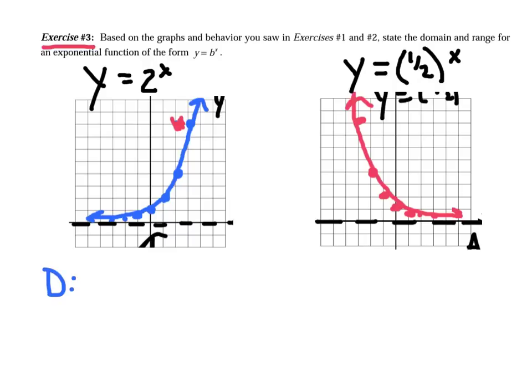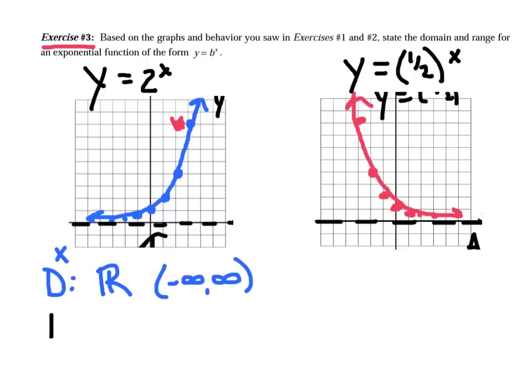Alright, back in business here. Let's talk about the domain of y equals 2 to the x. Now domain, remember, are your x values. This graph goes forever this way, and it's going to keep going up forever, so it's going to go forever this way. So our domain, we can say two things: all real numbers, or negative to positive infinity.